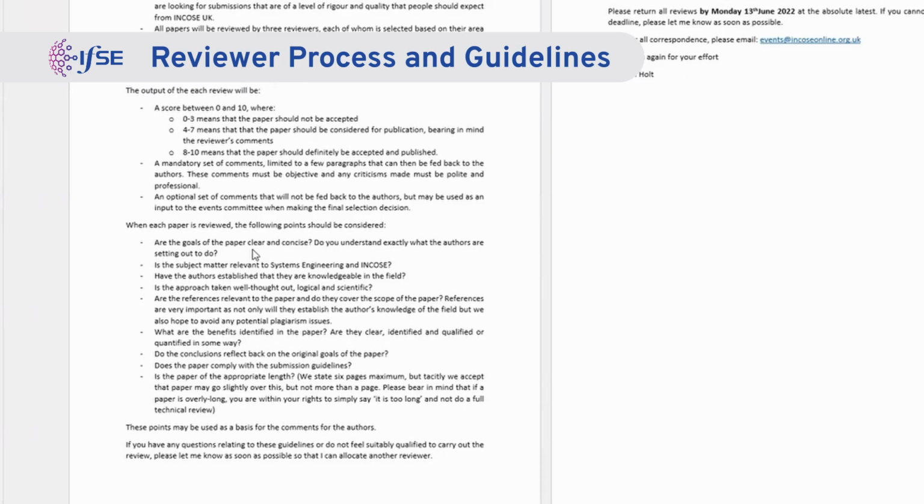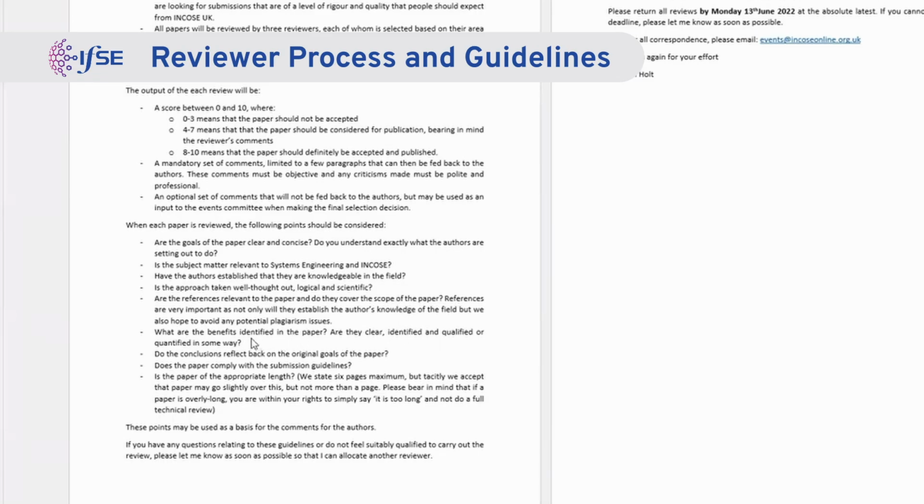The next point relates to the references that we mentioned earlier. Are the references relevant to the paper, and do they cover the scope of the paper? So again, that will help to establish the previous point about are the authors knowledgeable in the field, but it will also help us avoid any potential issues like plagiarism or so on.